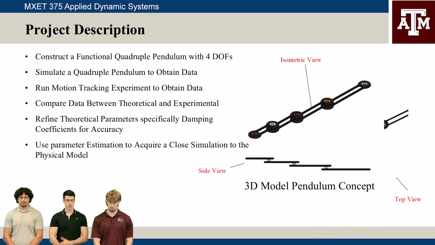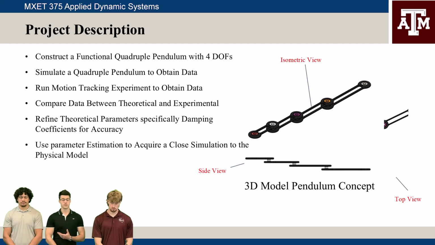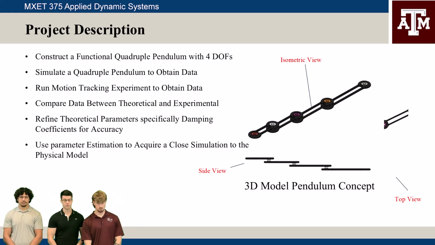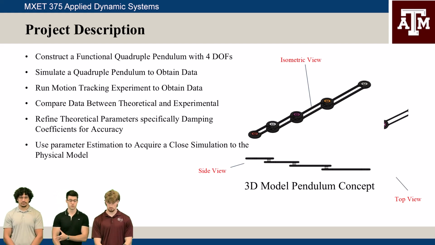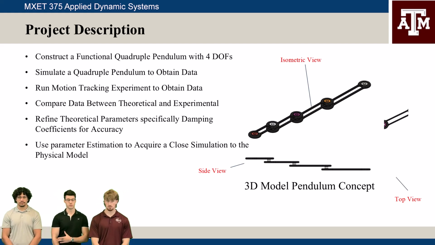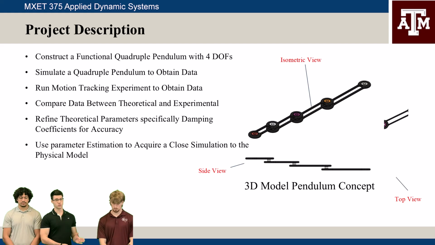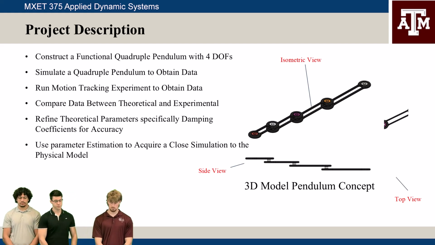For our project, we wanted to construct a functional quadruple pendulum with 4 degrees of freedom and simulate that pendulum to obtain the data. And as well, when we run a legitimate experiment with the pendulum, we wanted to motion track the 4 different bearings and see the pendulum's motion to obtain the data there, comparing it between the theoretical and the experimental data to refine it through a parameter estimation and have an accurate simulation through Simulink.